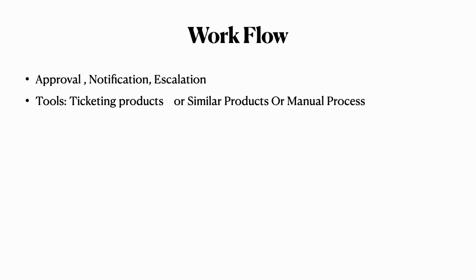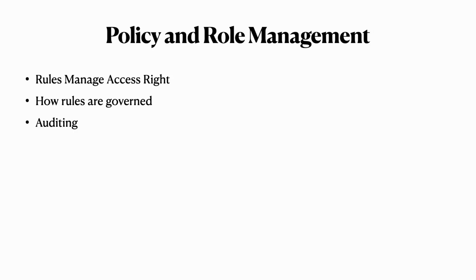The next core feature in IGA is workflow. This deals with the approval, notification and escalation of identity-related items. Organizations could use different products to manage the workflow. It could be a custom product or any product that helps with the help desk. Some organizations may have a manual process set up to manage the workflow. In some organizations, it could be a combination of tools or products and manual process.